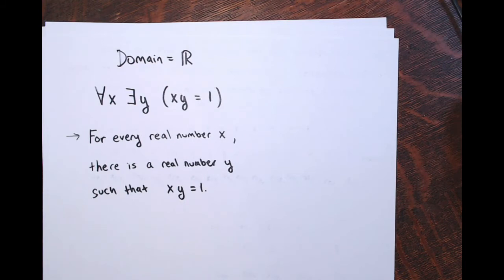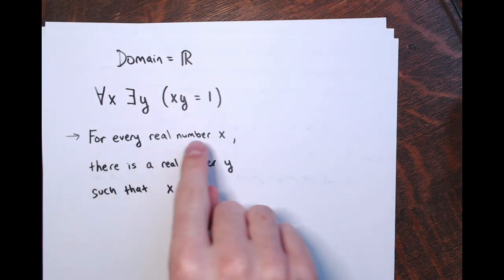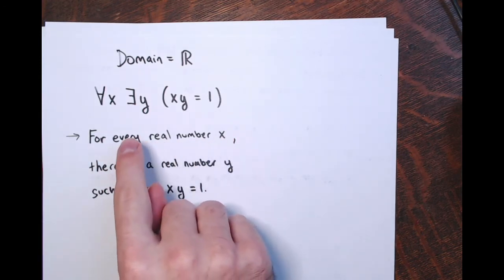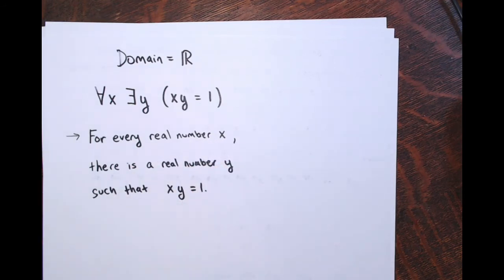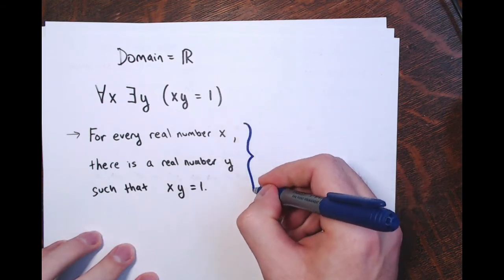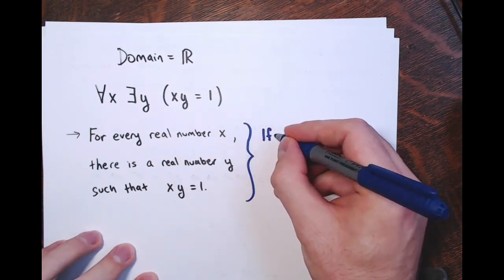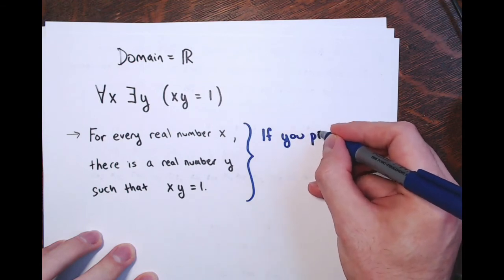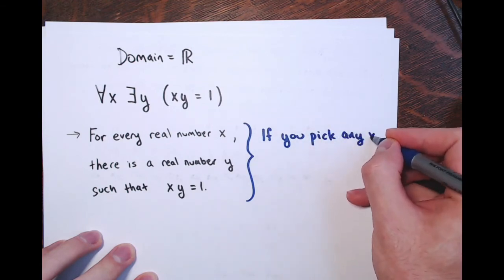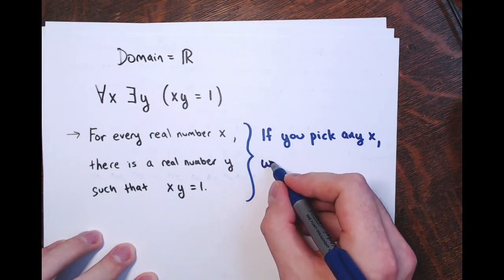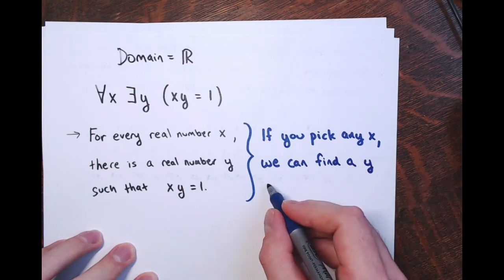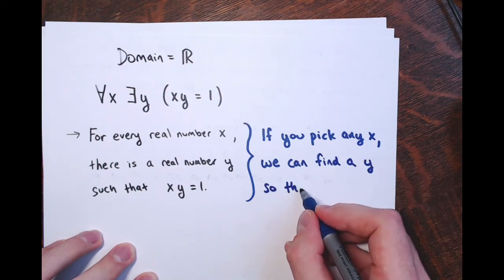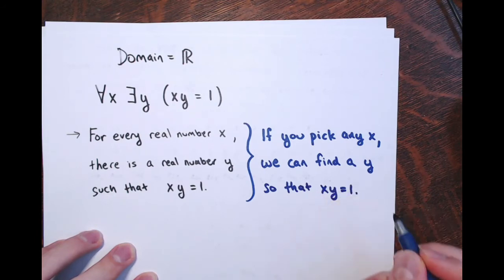All right. So I start off with "for all x," so you pick any x you want. This is saying if I pick any x, I can find a y that'll make this true. Another way to think about this is if you pick any x, we can find a y so that x times y equals 1.